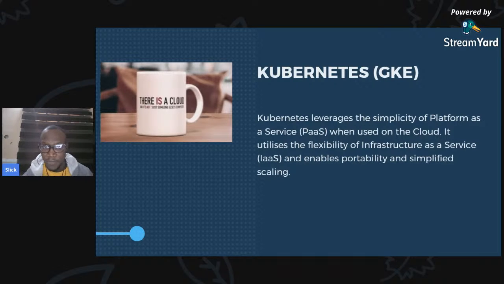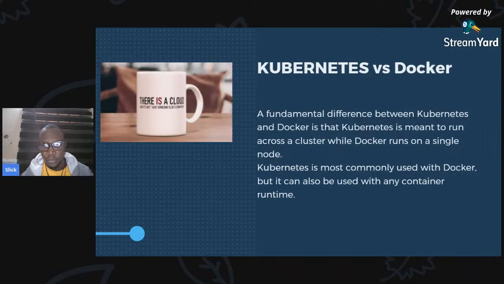So it utilizes the flexibility of infrastructure as a service and enables portability and simplified scaling. That's why Kubernetes is a hybrid, a combination of platform as a service and IaaS, infrastructure as a service, as well.